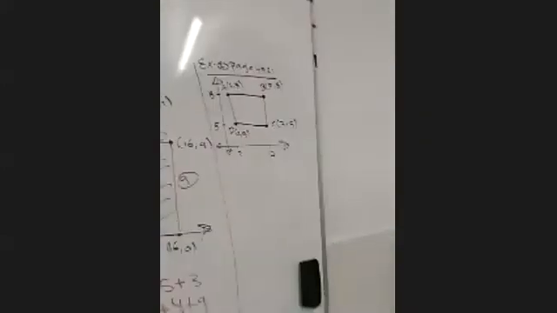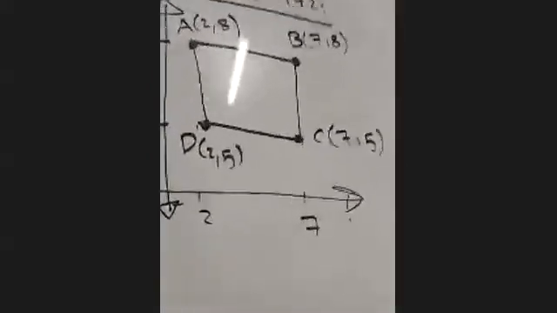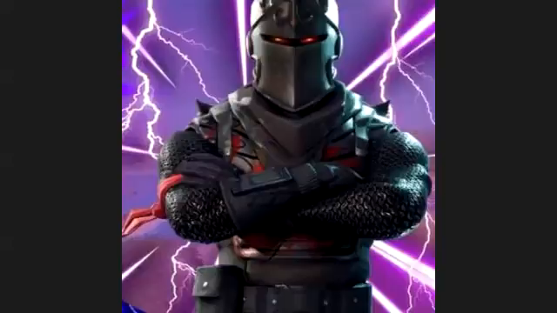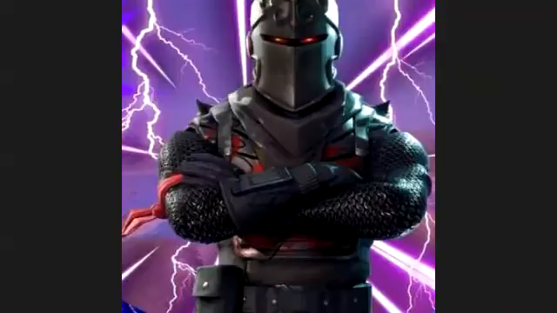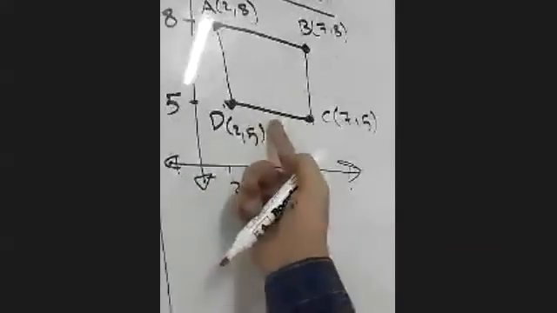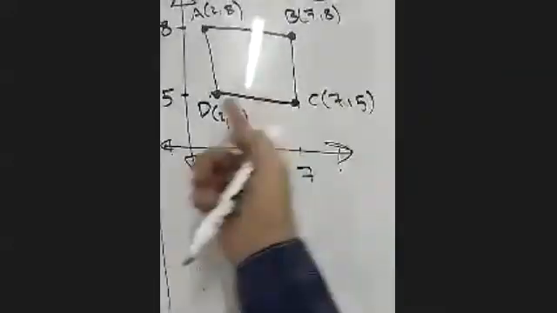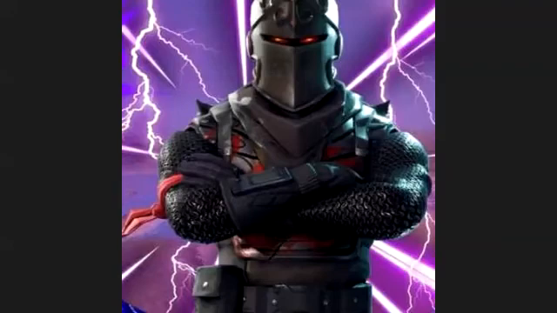Now, to find the perimeter, what do we need to do? We must find the length of each side, right? How do we find the length of each side? Let's start with this one here. We will cross 5 and 5. 7 minus 2, how much? 5. So put 5 here with a circle.